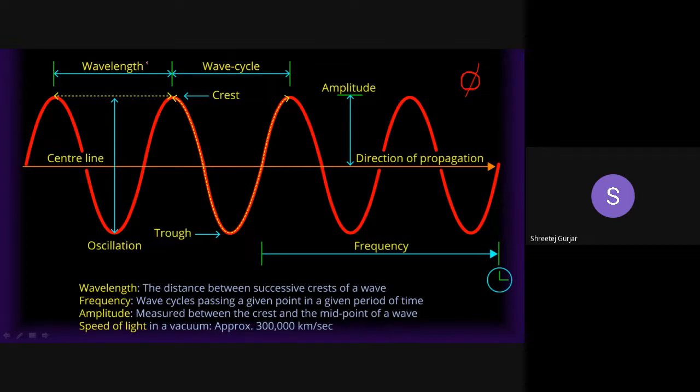I hope you have understood what is meant by wavelength. Wavelength is represented by lambda, time period by capital T, and frequency by small f. Time period is given in seconds, frequency in hertz, and wavelength usually in meters. Okay, coming to phase.